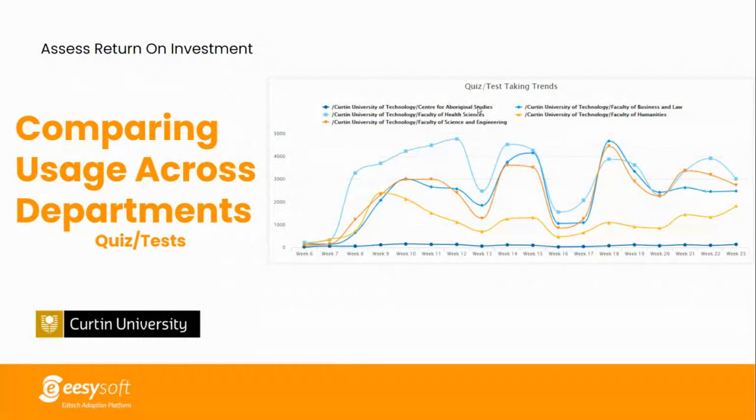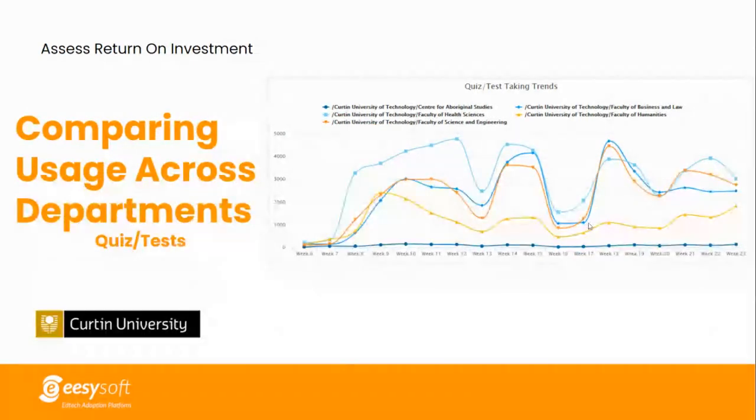So here you can see up top the different faculties: Faculty of Health Science, Science and Engineering, Aboriginal Studies, Humanities, Business and Law, and being able to see which of these departments are working more heavily with these quiz and test functionalities, specifically health sciences being the leaders in this respect, whereas Faculty of Humanities and Science and Engineering being further behind.